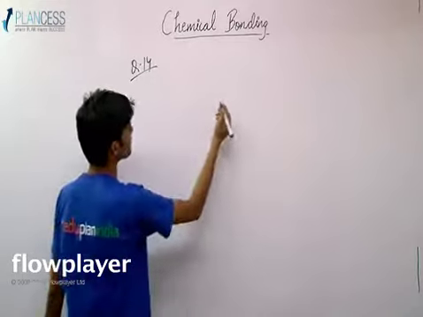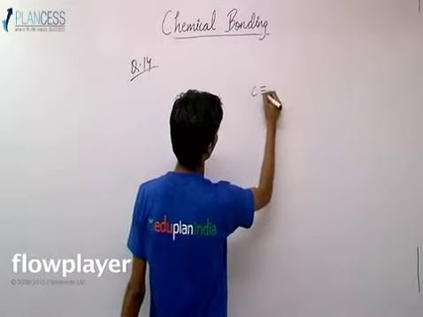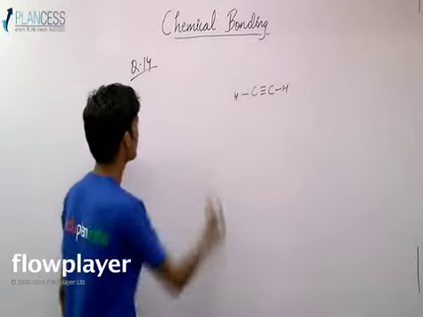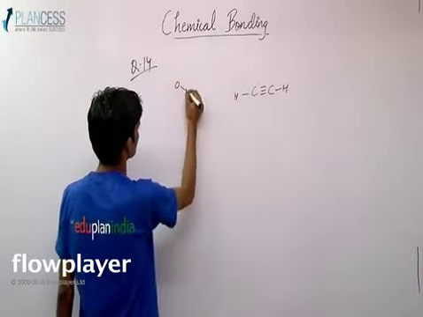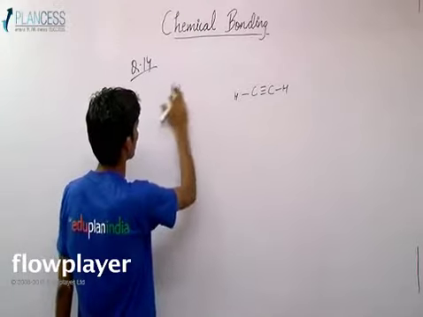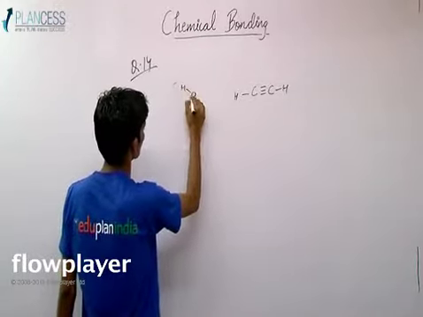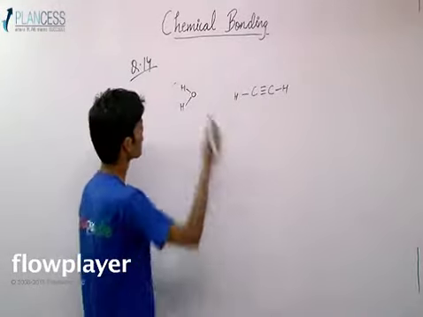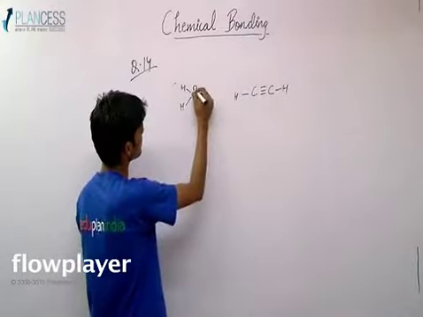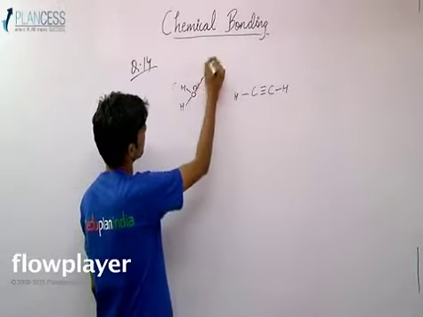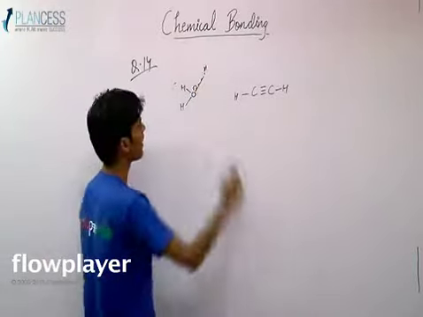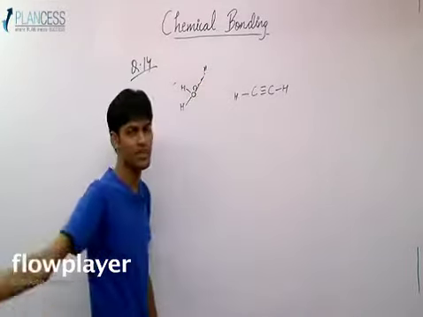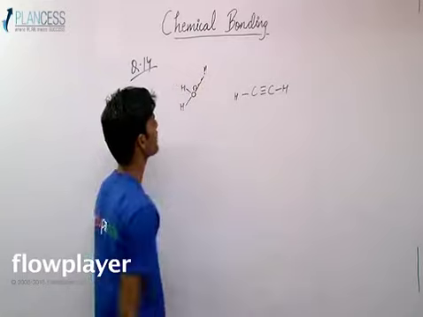So C2H2 is something like this: H, C triple bond C, H, and H2O would be H, O, H. Now we know that H2O is itself bonded in itself. So the lone pair of this oxygen is bonded to the hydrogen of another water molecule by hydrogen bonding, that is, intermolecular hydrogen bonding taking place between the molecules of water.